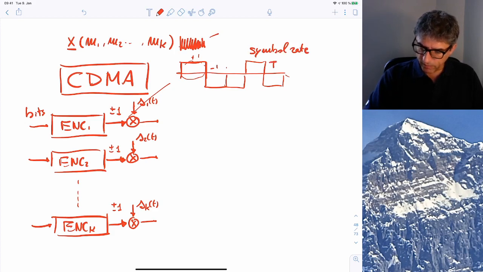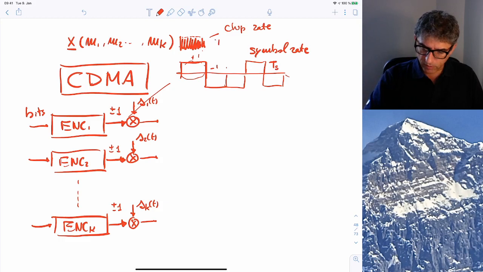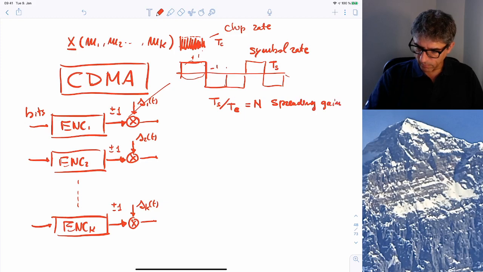And this is the symbol interval, TS. The rate at which the spreading code changes is called the chip rate. The little interval for every oscillation of the spreading code is called the chip interval, TC. And the ratio TS over TC is called N, the spreading gain. This corresponds to the bandwidth expansion factor.